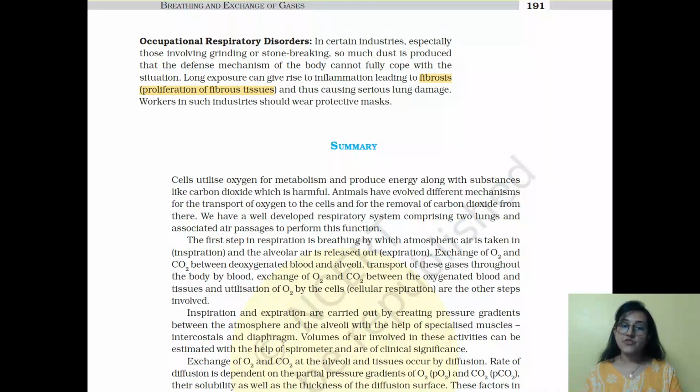In certain industries, especially those involving grinding or stone breaking, so much dust is produced that the defense mechanism of the body cannot fully cope with the situation. Long exposure can give rise to inflammation leading to fibrosis. What is fibrosis? It is proliferation of fibrous tissues, thus causing serious lung damage. Workers in such industries should wear protective masks. As the name suggests, it is an occupational hazard, so safety measures should be taken.